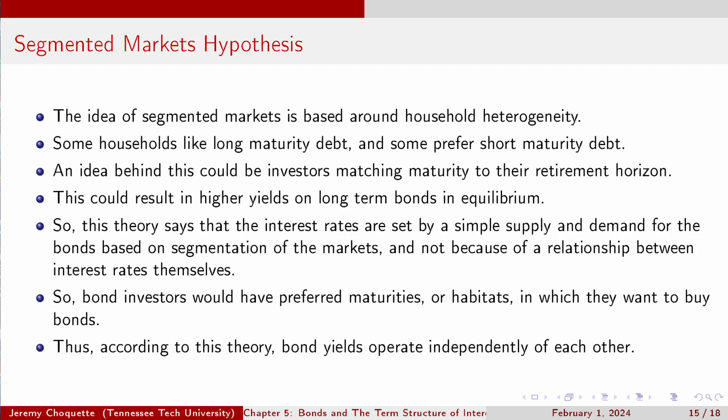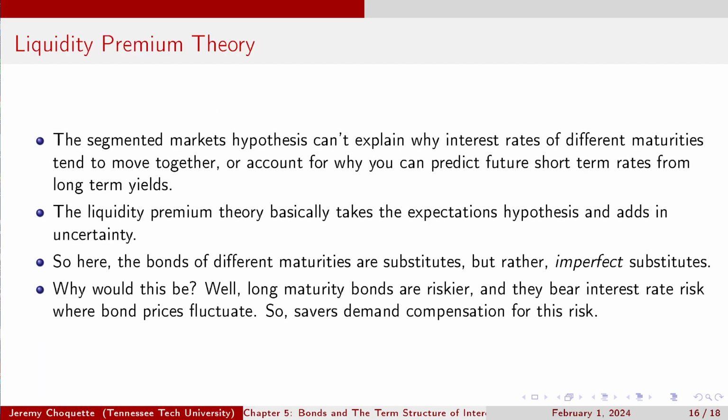So the theory says interest rates are set by a simple supply and demand for the bonds based on segmentation of the markets and not because there's a relationship between interest rates themselves. Thus, bond investors would have preferred maturities or habitats where they'd want to buy bonds. And according to this theory, bond yields would be operating independently of one another. Think of that what you will.